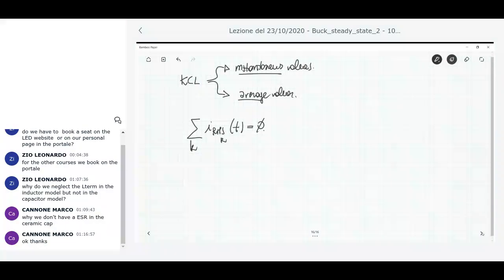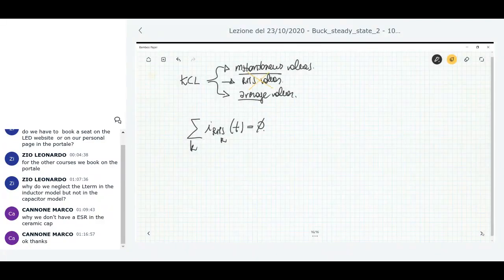So this kind of application without any modification is not possible. For root mean square values, this is not possible. Instantaneous value, yes. Average value, okay. They are linear operators. Root mean square current, no way.